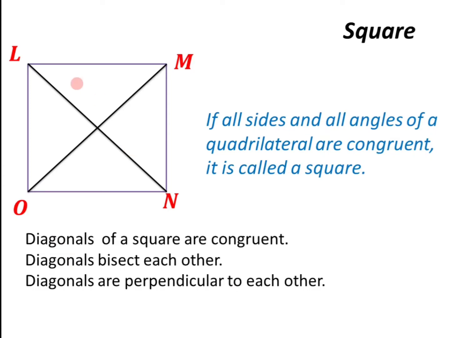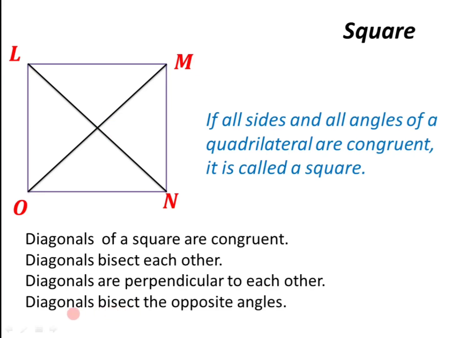That means if these two diagonals intersect each other at point P, then at point P the angle formed is a right angle. So this is the property that diagonals of a square are perpendicular to each other. And the next property is diagonals bisect opposite angles. So this is another property for a square, that the diagonals of this square LMNO bisect opposite angles.